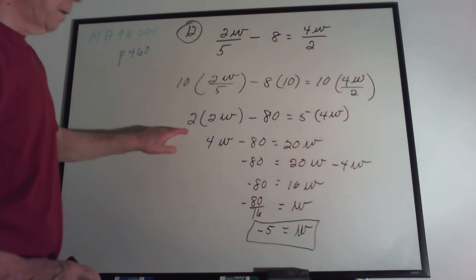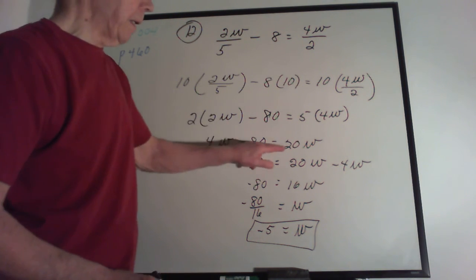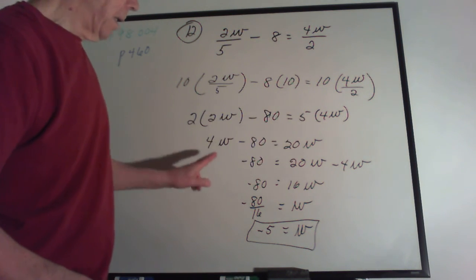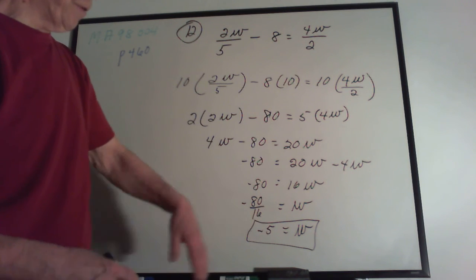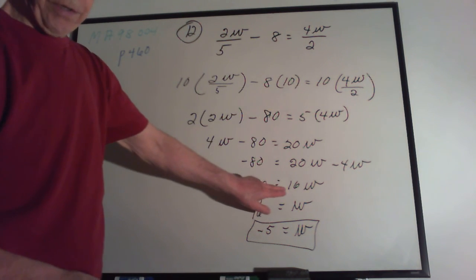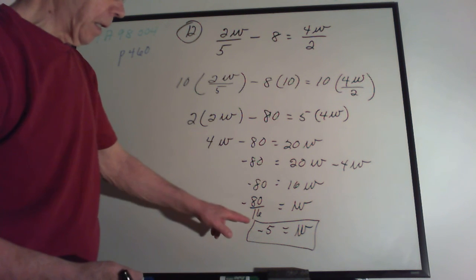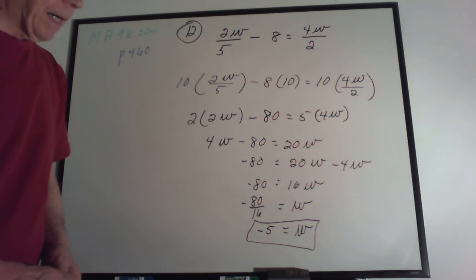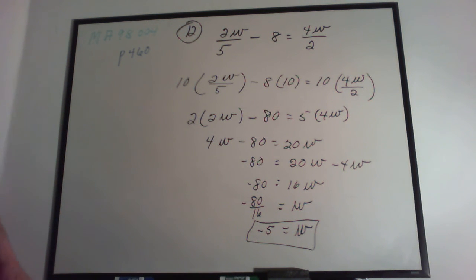All right, so 2 times 2w is 4w minus 80. 4 times 5 is 20. Brought the 4w on this side because the 20w is larger, and I don't want a negative 16w, I want a positive 16w. Negative 80 divided by 16 gives me -5 equals w. All right, try number 14.